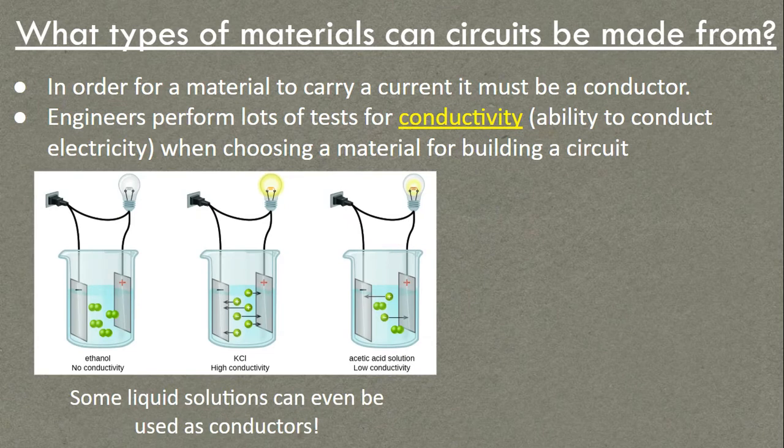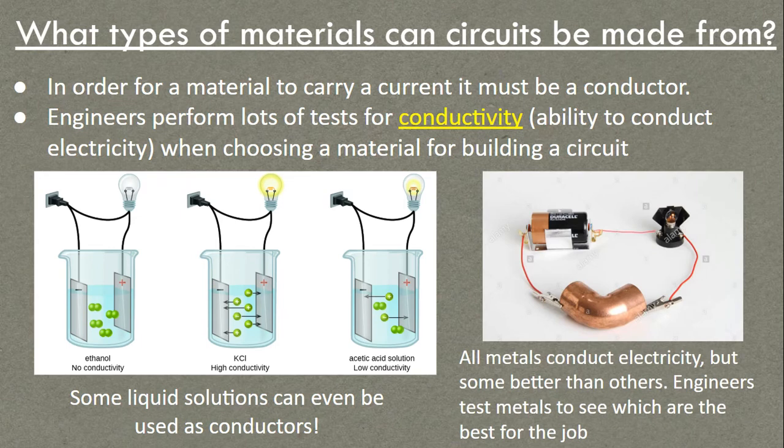And some liquid solutions can even be conductors. On the left, we have ethanol, which has no conductivity, so you see the light bulb does not turn on. In the middle, we have potassium chloride, which has a very high conductivity, so the light bulb lights up all the way. And on the right, we have acetic acid, which has a low conductivity, so the light bulb turns on a little bit, but it doesn't become fully bright like the one in the middle.